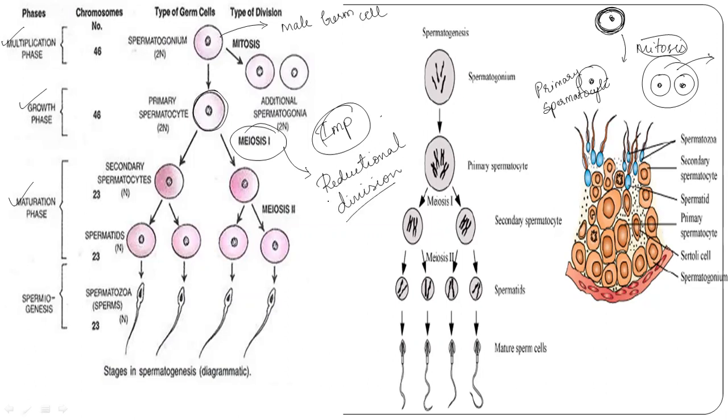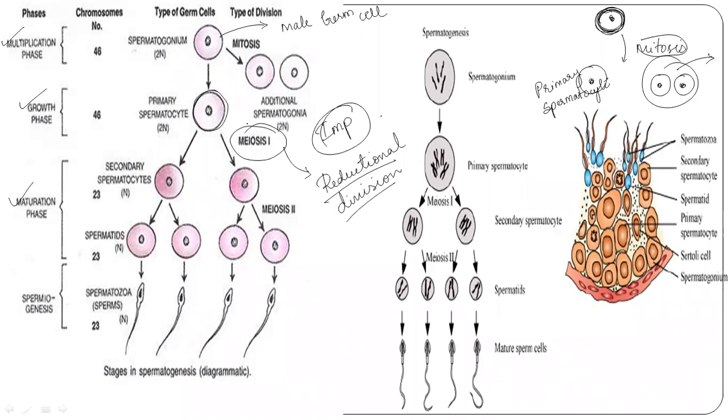Now, students, you will tell me, ma'am, it is sometimes very difficult to remember all these phases. How are you going to remember this? It's very easy. Write the spermatogenesis process and draw this entire flow diagram.